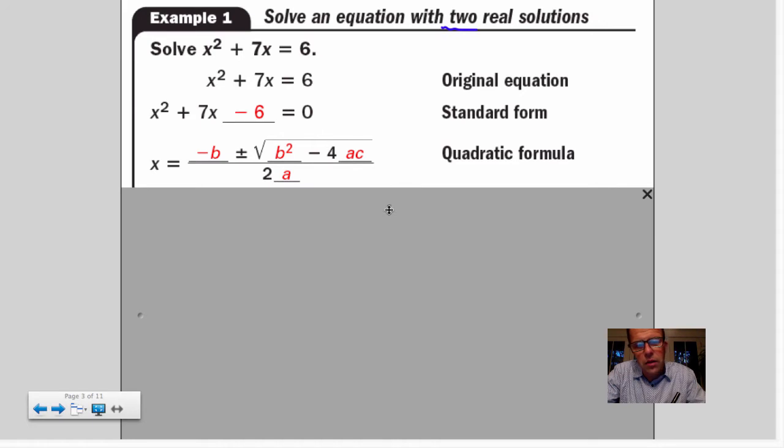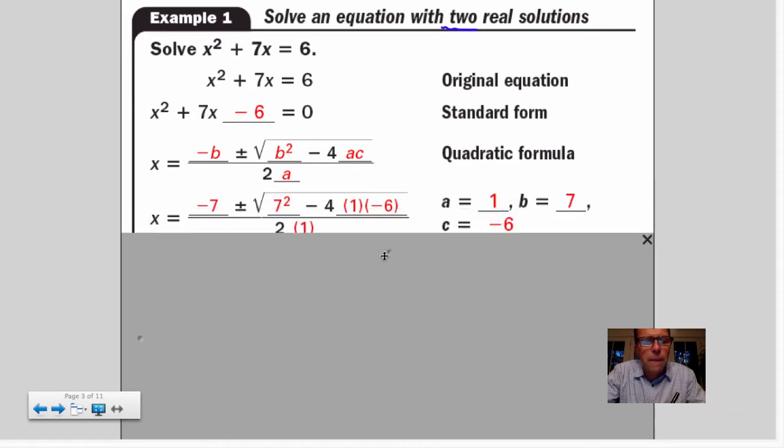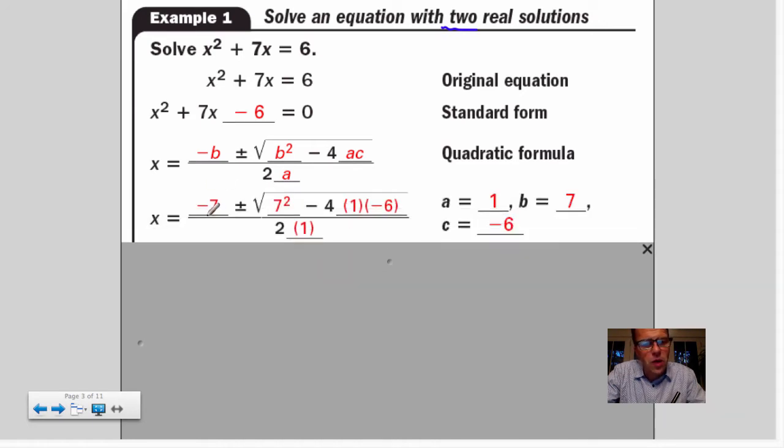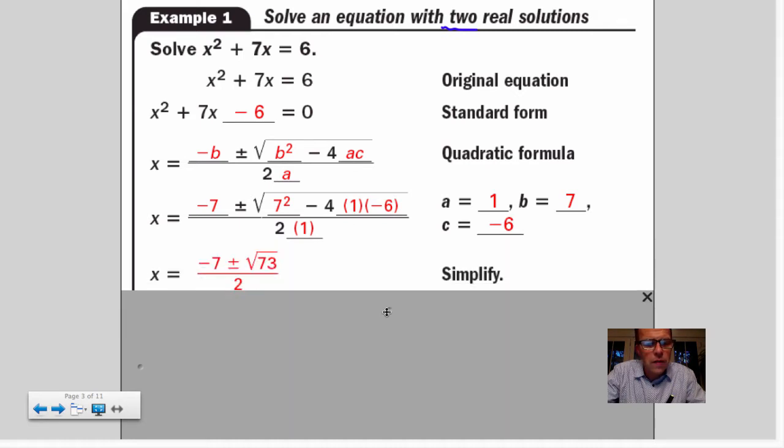The quadratic formula comes out again, and we have to place these correctly. Really take your time here, right? If you put the numbers in the wrong spots, your answer is going to be wrong, and that would be disappointing. So it's negative 7, 7 squared, 4ac is going to be 4 times 1 times negative 6, everything divided by 2 times 1. And then kind of have your strategy.